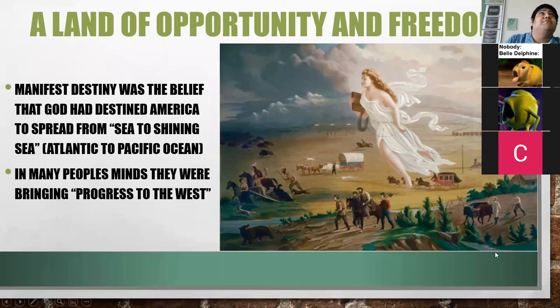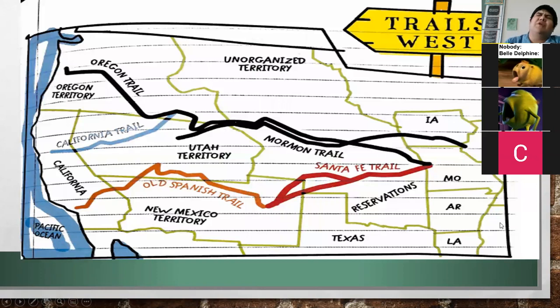So I'm going to move on from here, and I'm going to show you a couple of trails that people took. So Manifest Destiny, even though we're talking about this post 1830s, post market revolution, is going to be going on well into... it's been happening for a while, is the shortest way to put this. And there are several trails, and I want you to write the names of these down.